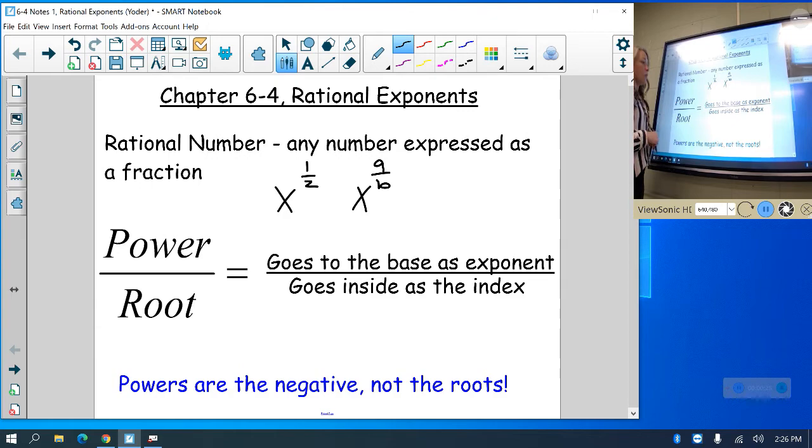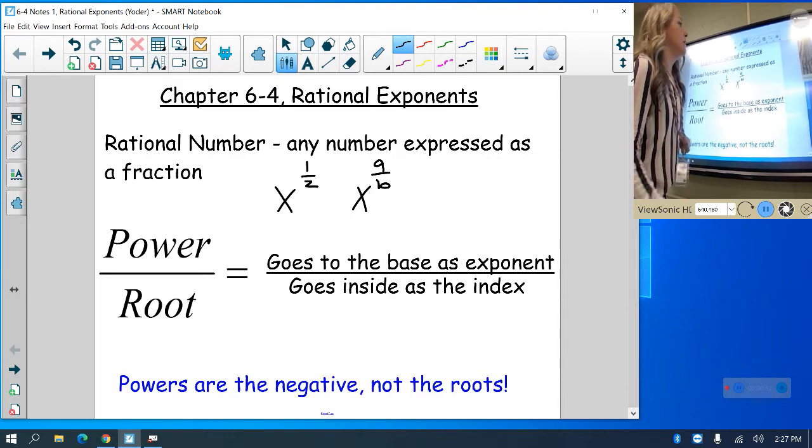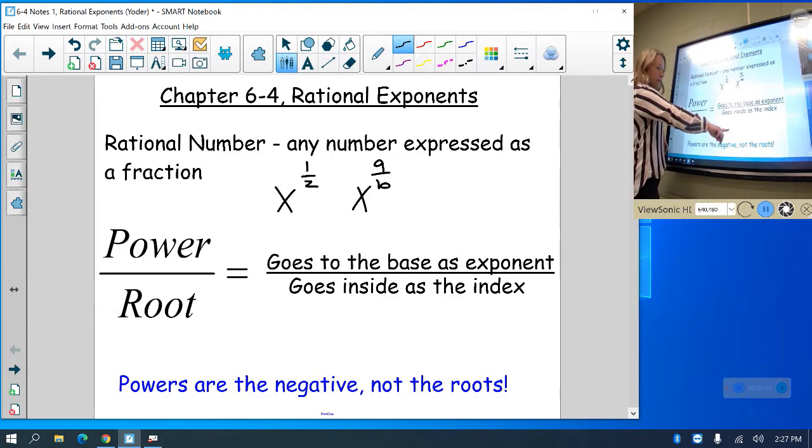So now, what we need to know is that the power is actually the numerator and the root is going to be the denominator. It's your index for your root. If you remember what a root is, it's just like square root, cube root, it's the radical. Okay, we can call those either thing. Now, when you are dealing with rational exponents, if you ever have a negative rational exponent, stick the negative sign with the power, not the root.